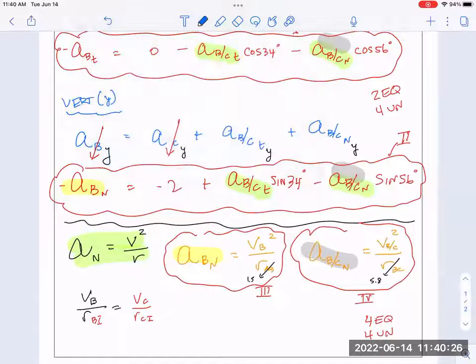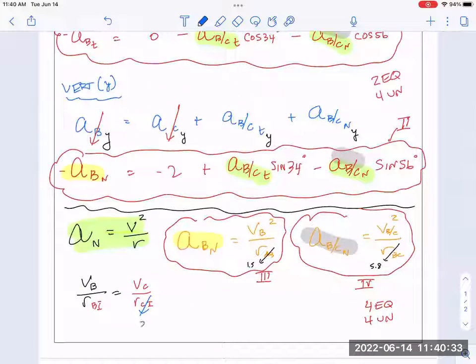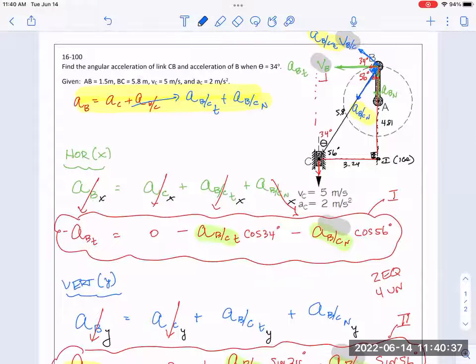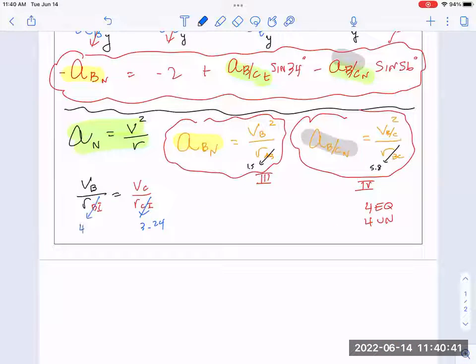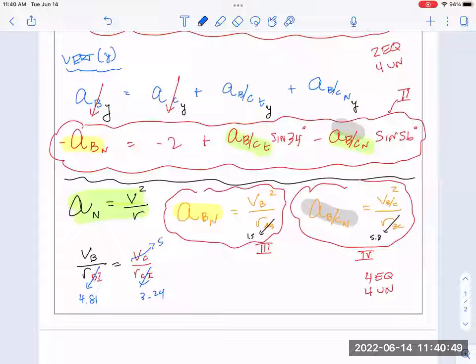So in our case, I just found those two radii. The radius of CI was 3.24. The radius of BI was 4.81. The velocity of C, I know, was 5. That was a given. But the velocity of B, I don't know. Aha! This is how I'm going to get that velocity of B. If I take 4.81 times 5 divided by 3.24, I get 7.42. The velocity of B is 7.42.